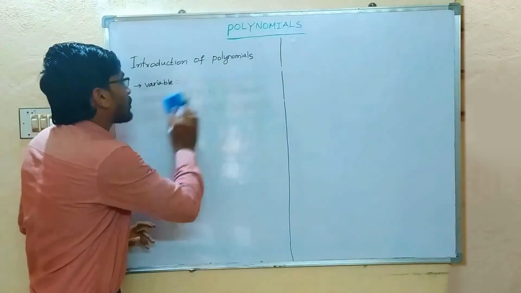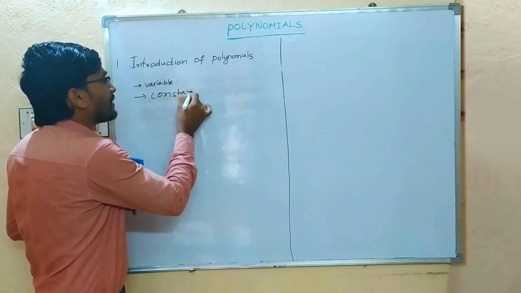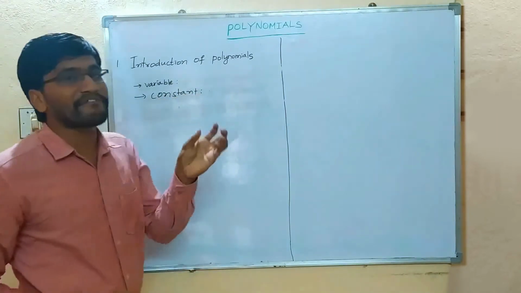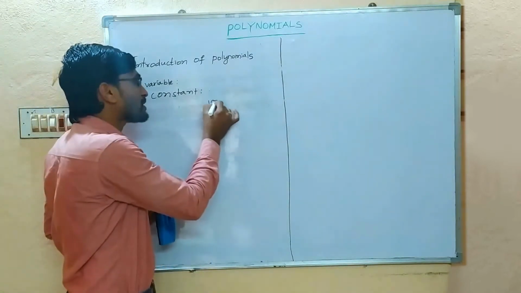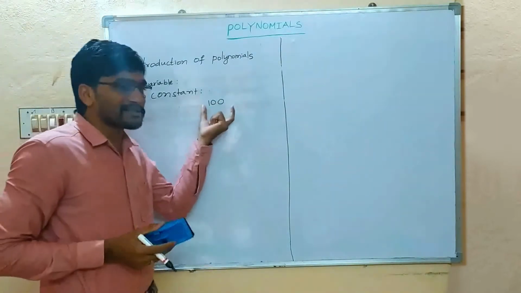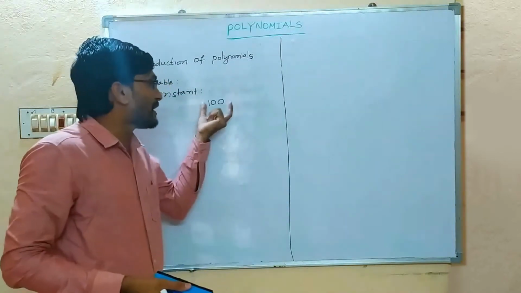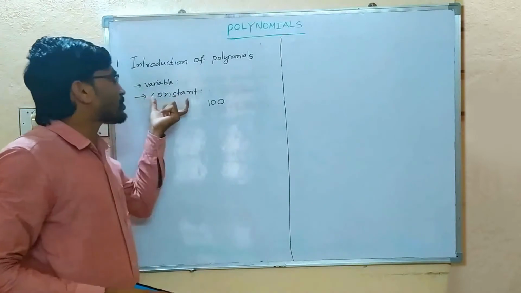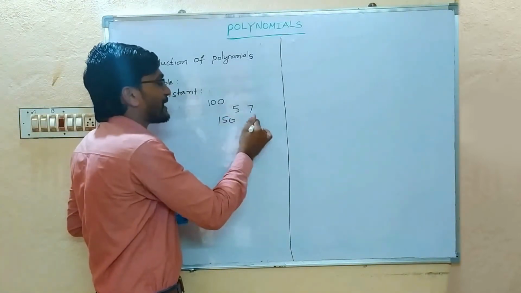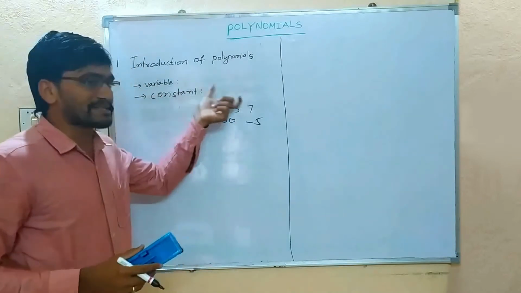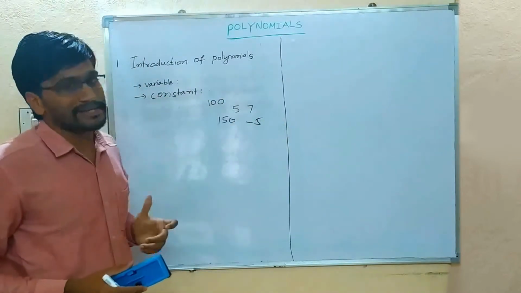Next, what is a constant? A symbol which has a fixed value is called a constant. For suppose, take 100. 100 means nothing but 100 only. 100 we can't change to any other number, so that it is a fixed value. Hence it is called a constant. Like 5, 7, 150, -5. These are all the constants. A symbol which has a fixed value is called a constant.